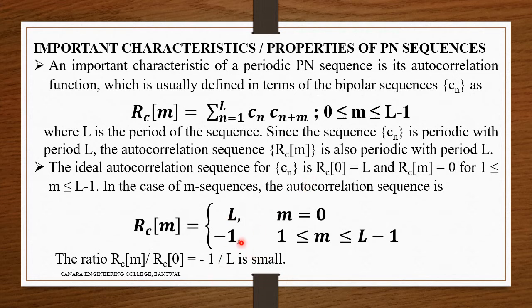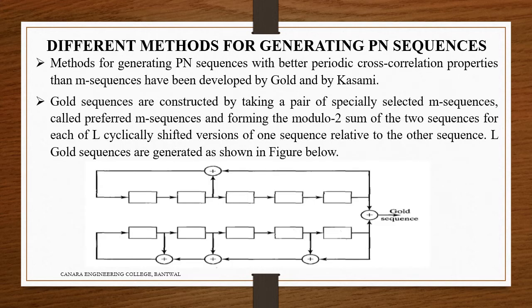It might be n number, from 1 to n, 13, 45, 50, it might be any number, no issue, but it will be minus 1. That time it is telling us that it is autocorrelated, and in such a case we can represent it by this. And here the ratio is RC of m divided by RC of 0. RC of m, other than at 0, is minus 1, so the ratio minus 1 by L is very small. Okay, those were the properties.